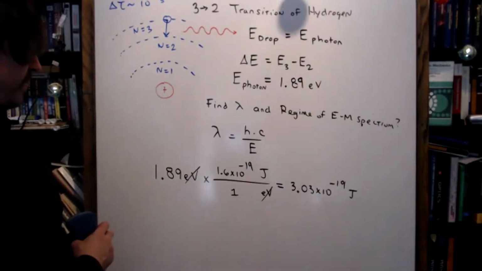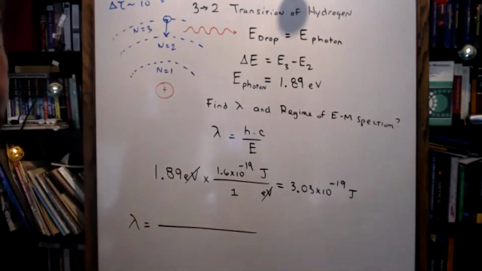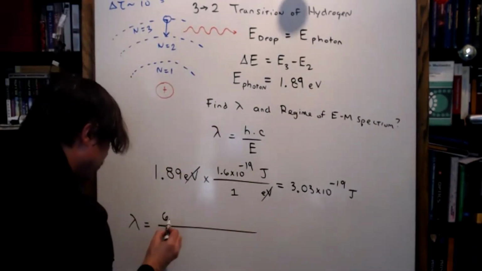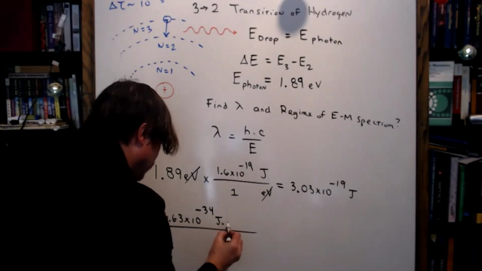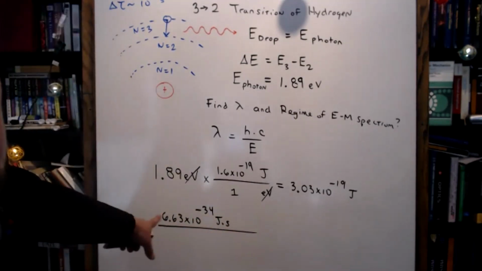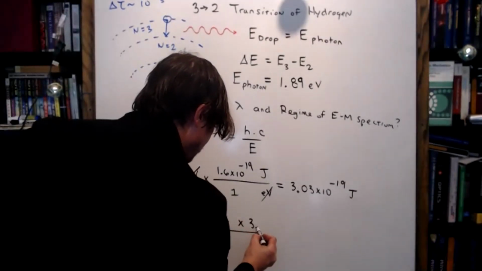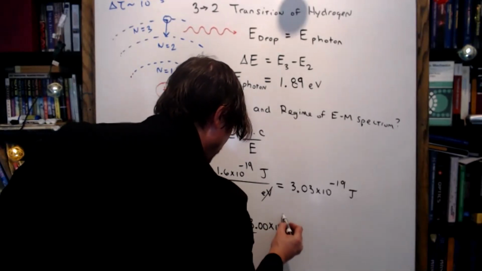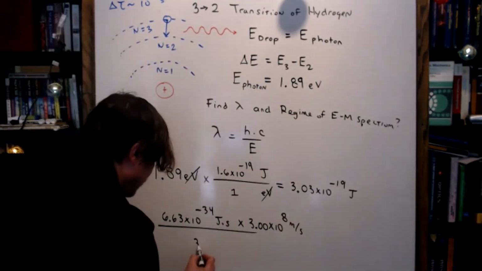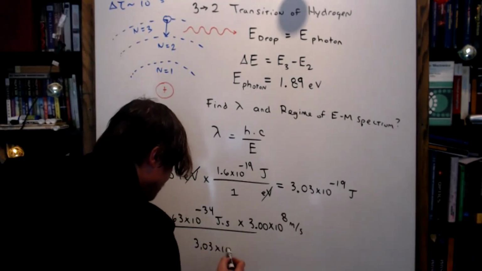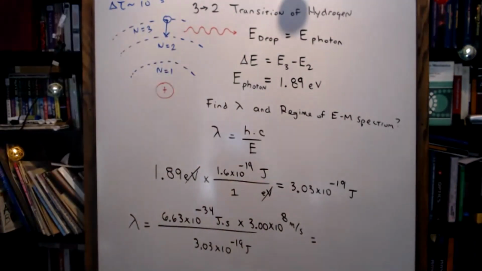Now let's plug this into our formula, okay? So our wavelength, here we're going to use a slightly more advanced version of Planck's constant. We're going to use 6.63 times 10 to the minus 34 joule seconds. Usually we just use 7 here, but today I'm doing something a little extra. Times the speed of light, which is 3.00 times 10 to the 8 meters per second. And now we're going to divide it by 3.03 times 10 to the minus 19 joules. Go ahead and punch that up, guys.